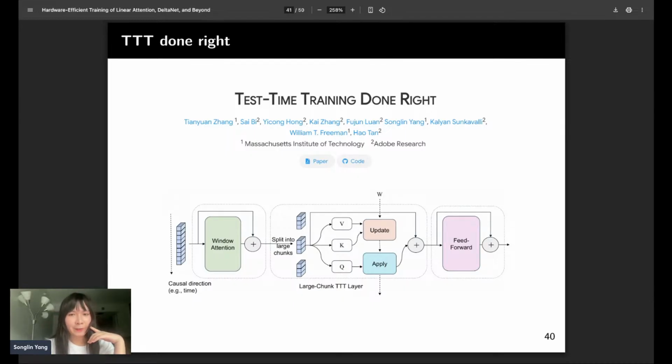And finally, I want to briefly mention several works. So first off, it is called the TDT downright work. It is a joint work with Tian Yuan.